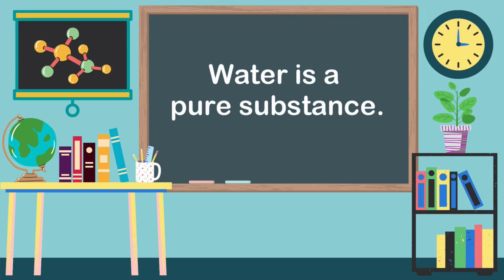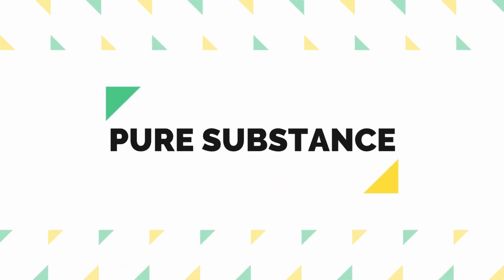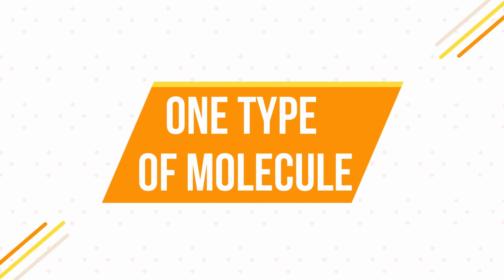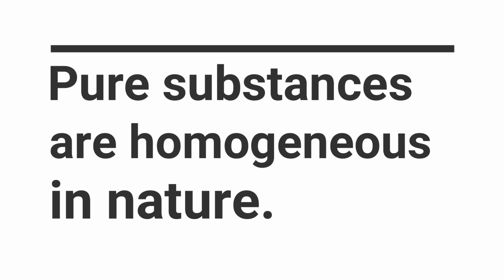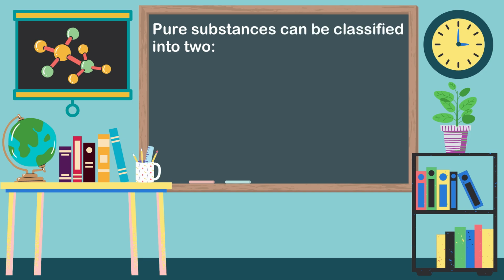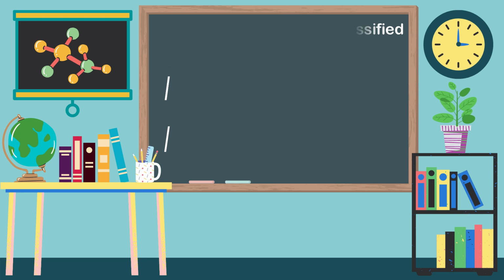Water is a pure substance. In chemistry, when we speak of a pure substance, we are referring to something that is made of only one type of atom, or only one type of molecule, or a group of atoms bonded together. Pure substances are mostly homogeneous in nature and have uniform composition all throughout. Pure substances can be classified into two: elements and compounds.